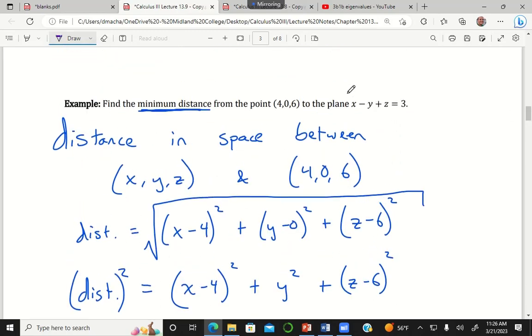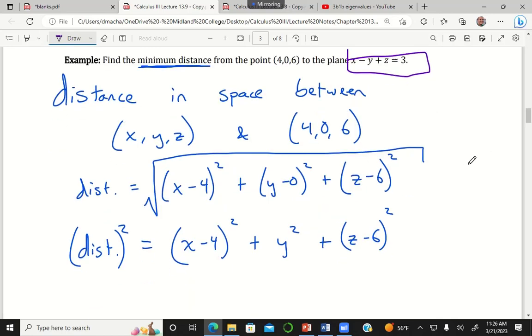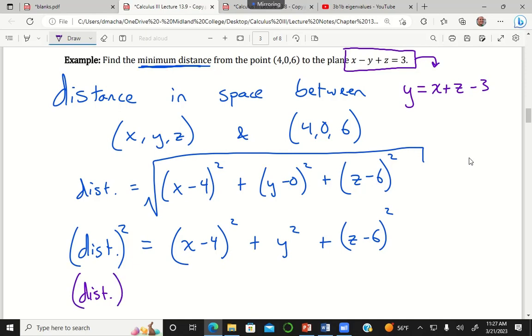So I need x minus y plus z equals 3. And so I'm just going to rearrange this a little bit and write y equals x plus z minus 3. I'm taking my equation for the plane, where that point x, y, z has to belong to this plane, and rearranging it to get a formula for y. And then, in my equation for distance squared, where I have y squared, I can just pop in (x plus z minus 3) squared.